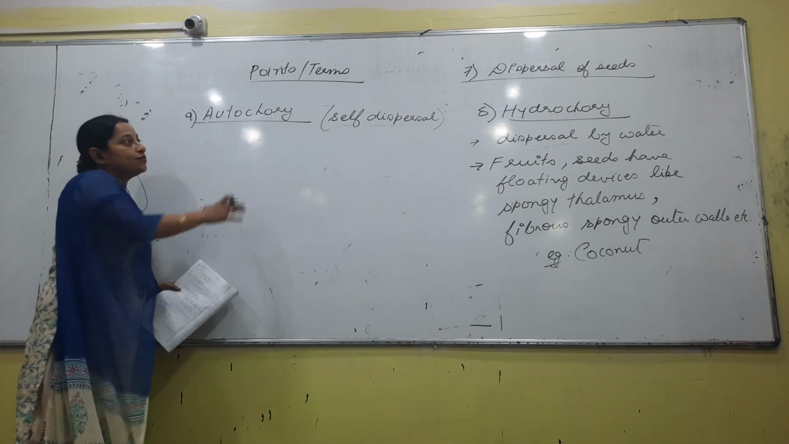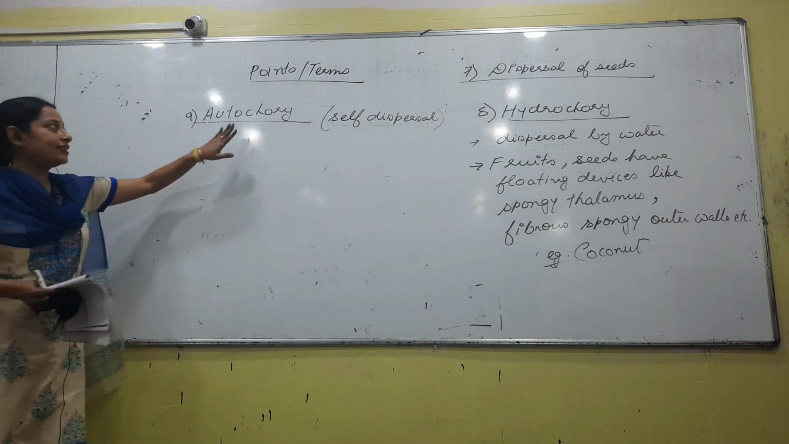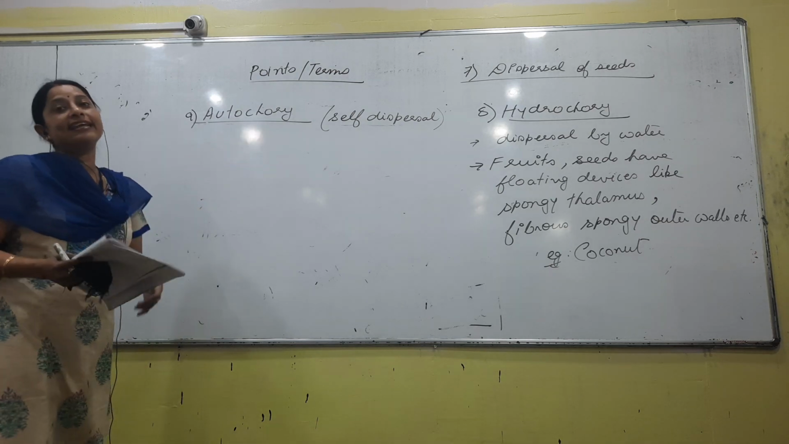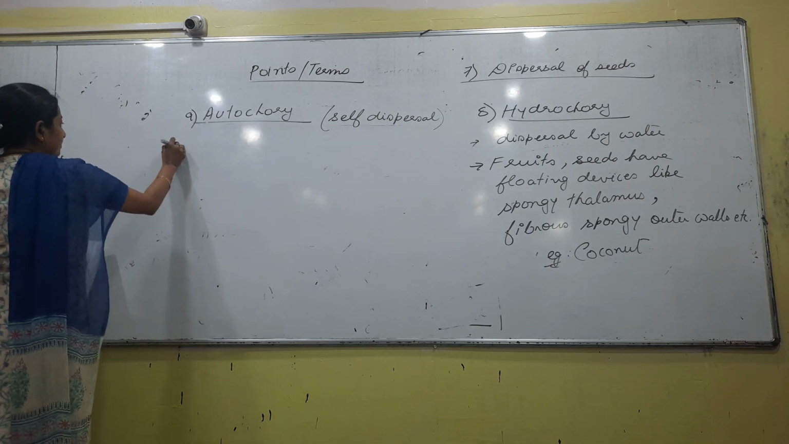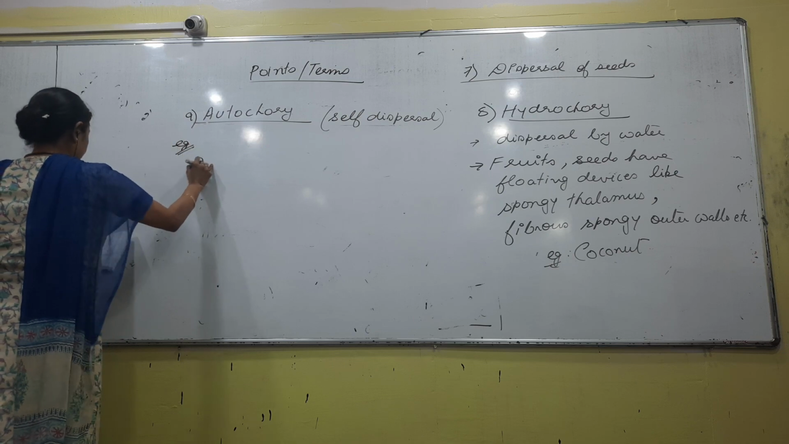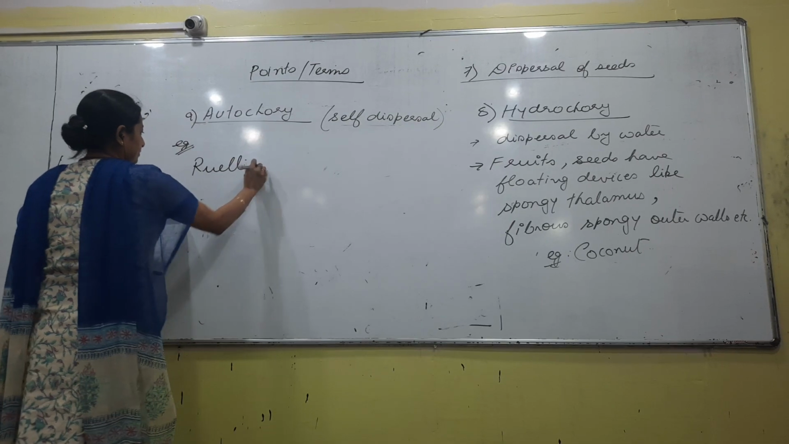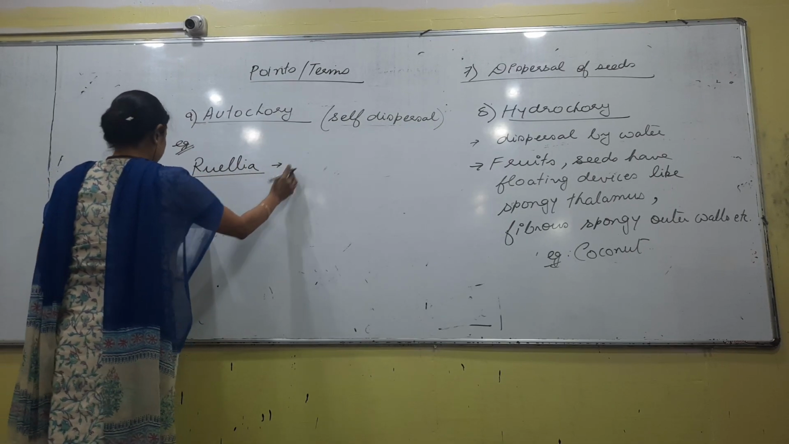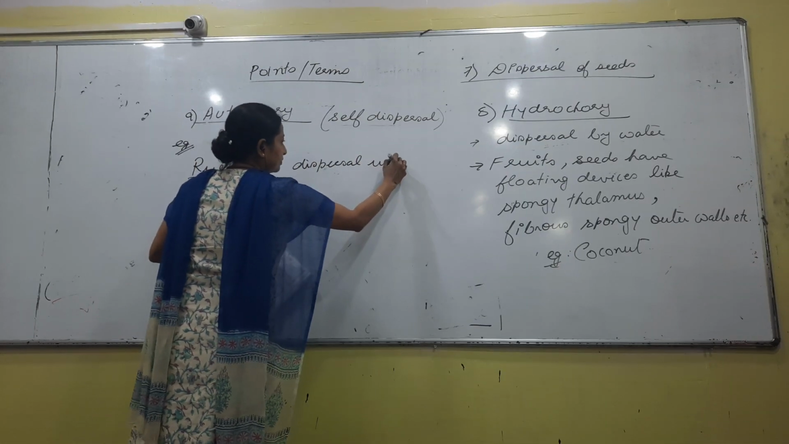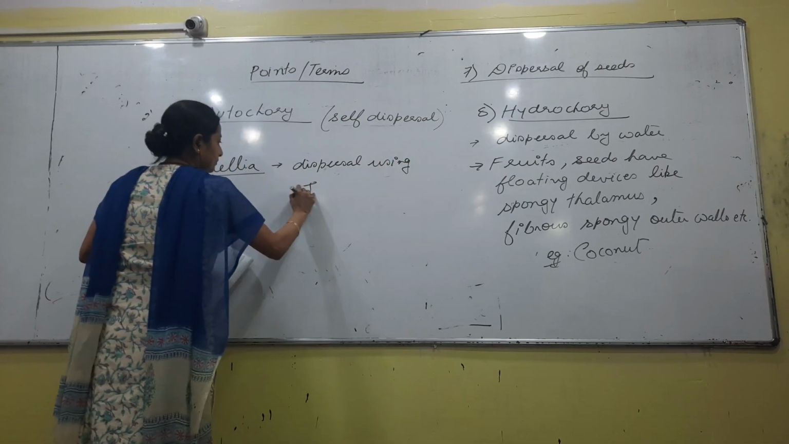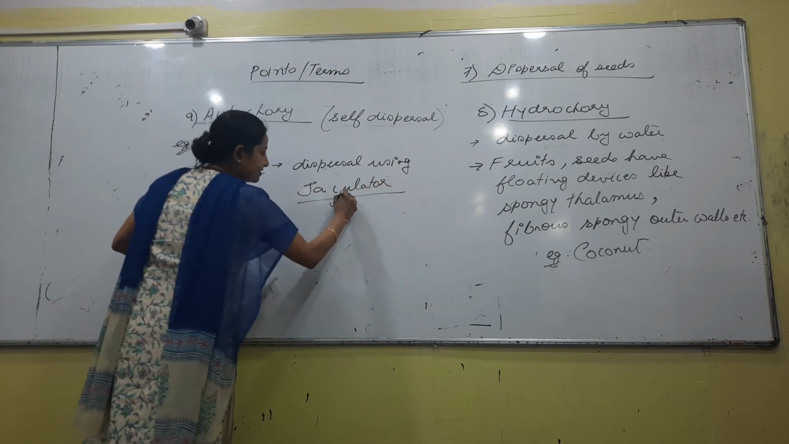But there are certain plants which will disperse their seeds and fruits all by themselves, and that is what is called autochory. This word is again important.